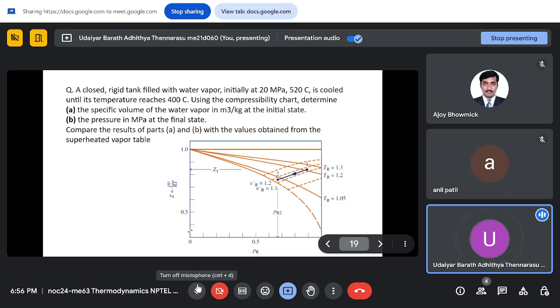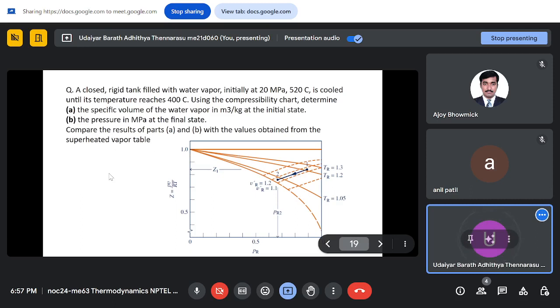Okay. So moving on, you have a closed rigid tank filled with water vapor, initially at 20 megapascal and 520 degrees Celsius, is cooled until its temperature reaches 400 degrees Celsius. Using the compressibility chart, determine the specific volume of the water vapor in meter cube per kg at initial state, the pressure in megapascal at the final state. Compare the results of part A and B with the values obtained from the superheated vapor table.